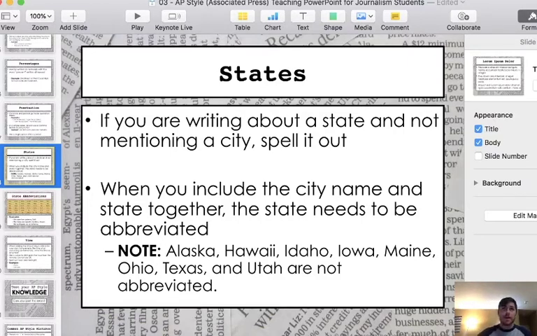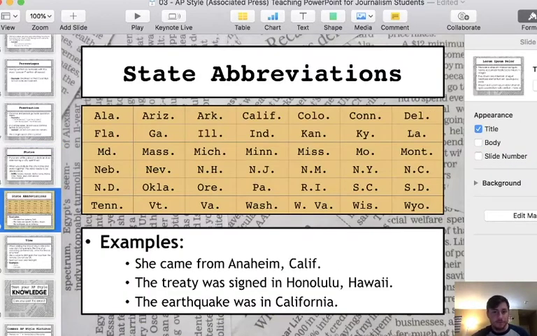So if I were to say, I live in Nevada, you write out the word Nevada. However, if I were to say Las Vegas, Nevada, I would spell out Las Vegas and then N-E-V, period. Make sense? So when you include the city name and state together, the state needs to be abbreviated, like we just said. Those are some examples for you guys.